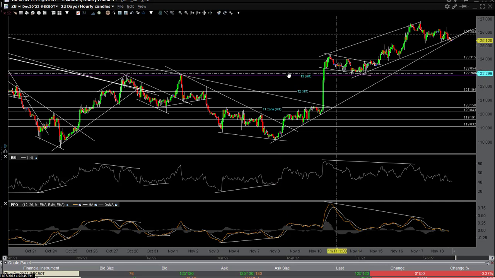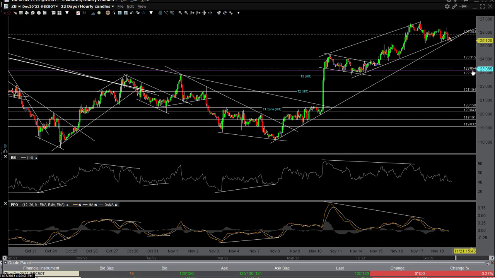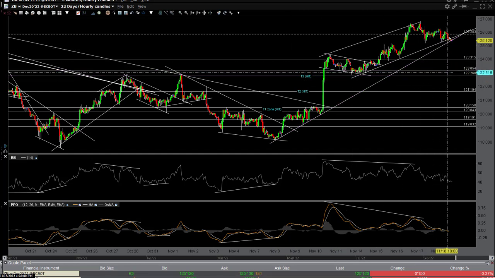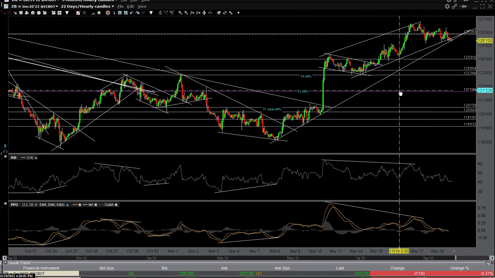That's a likely pullback target. T3, which is about 122.260 up to 123.054. So that's my near-term outlook. That's especially if the sell signal is triggered, you're likely to see a little more downside in bonds, and then I'd be a buyer here, step in and go long at that point.